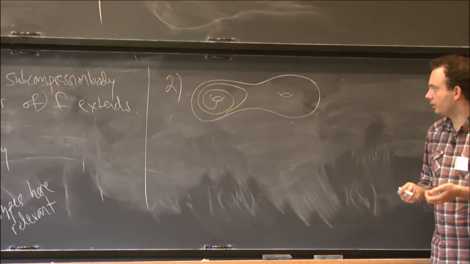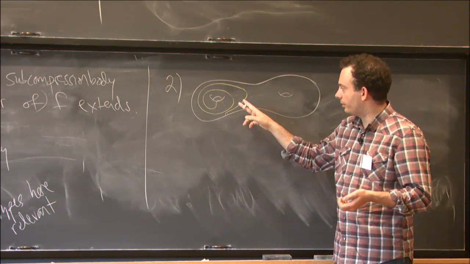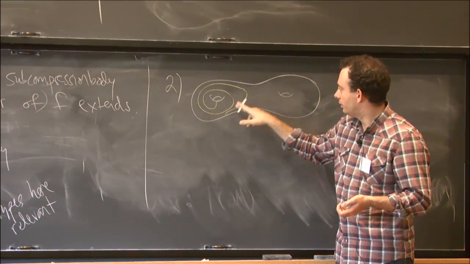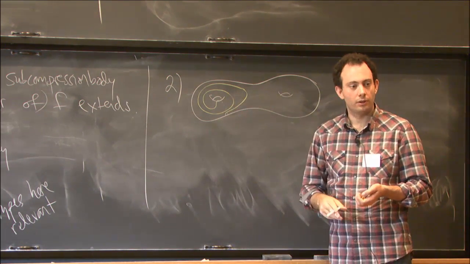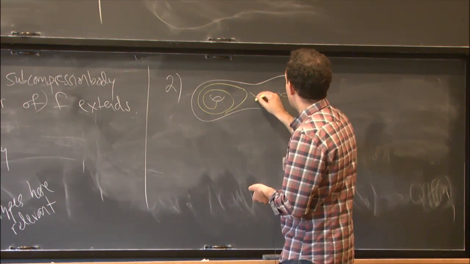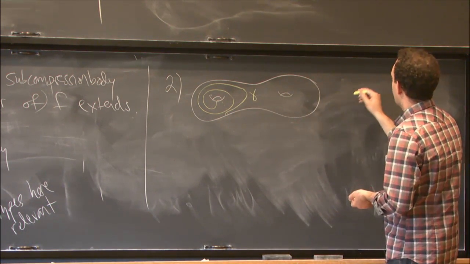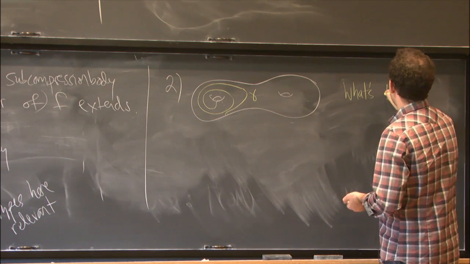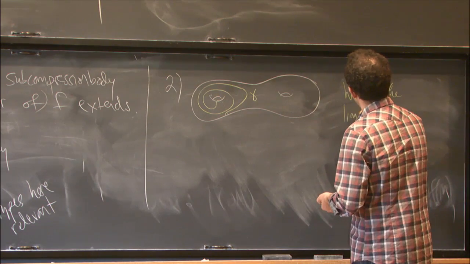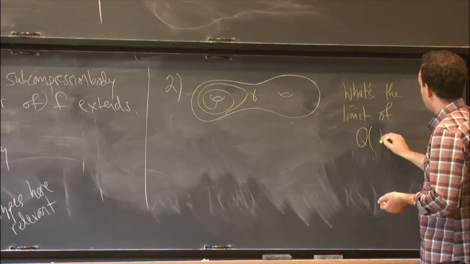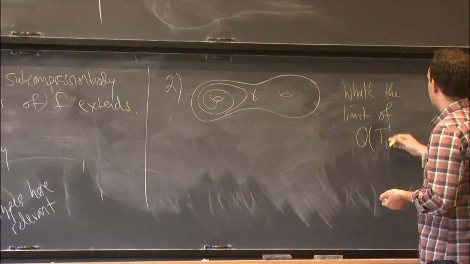Okay. So in the handle body, note this is not primitive in the fundamental group, right? It's a double of this core curve. Okay. So what happens if we twist around this? So if this is gamma, then what's the limit of q of twist around gamma to the i of x?